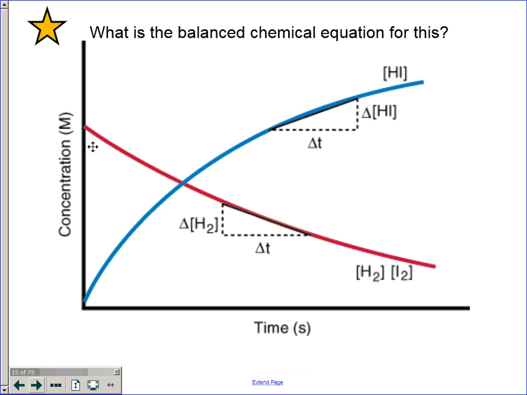Before I move on, write the reaction for this graph. Write the reaction for this graph. You have to look a little closer. Now look at the details given that weren't given on the other one.